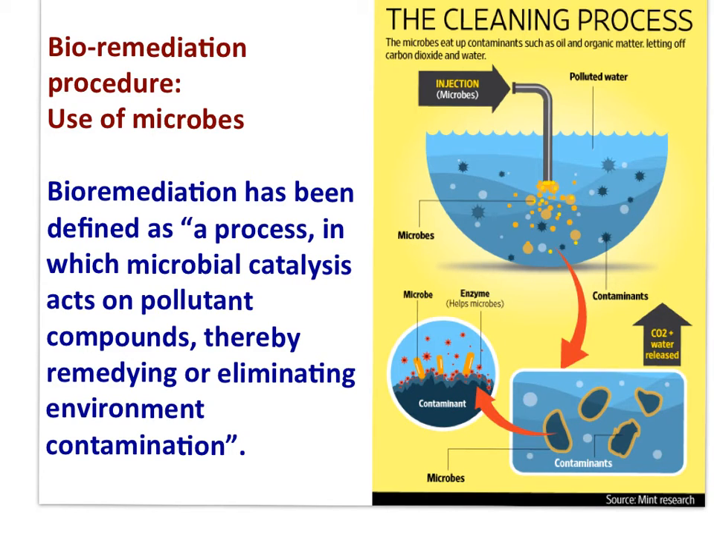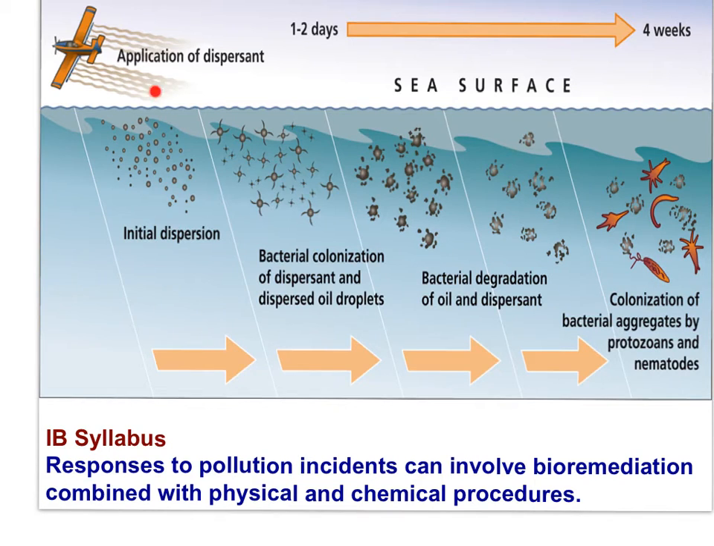Bioremediation has been defined as a process in which microbial catalysis acts on the pollutant compounds, thereby remedying or eliminating environmental contamination. Dispersants can be released in huge quantities by planes. The pollution is emulsified into smaller droplets, which can be colonized and degraded over time by bacteria. The dispersant is a chemical procedure toward pollution mitigation, while the purposeful application of natural or genetically modified bacteria is bioremediation.